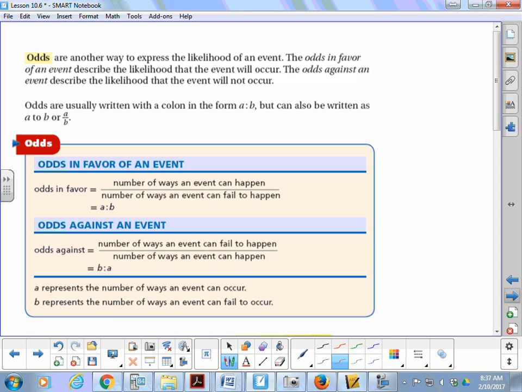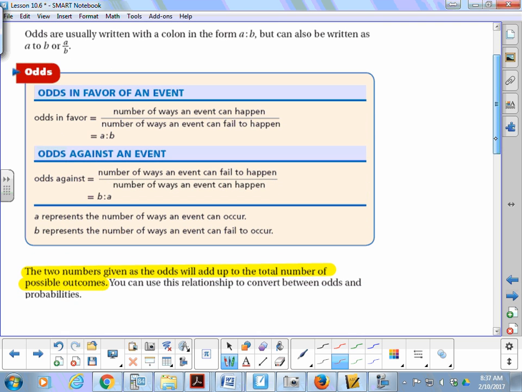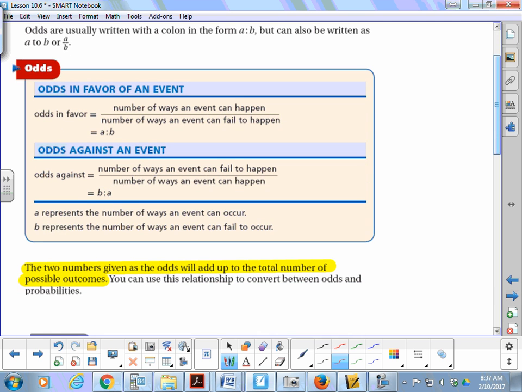Odds against is the number of ways it fails over the number of ways it can happen. In this case, A represents the number of ways it can occur, and B represents the number of ways that it fails to occur. So the two numbers that you're going to be using for odds add up to the total. When we're doing probability, it's always in favor over the total. When we're talking about odds, it's in favor to not favor, and those two numbers have to add up to the total.